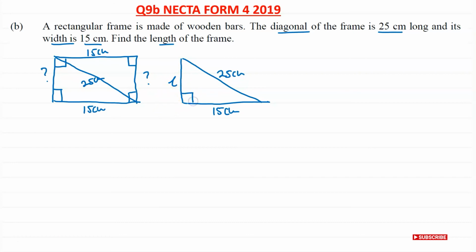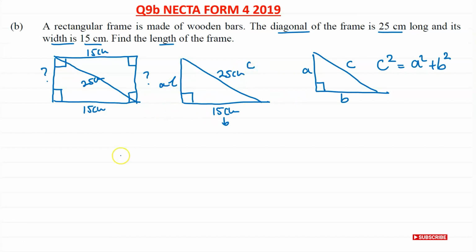What is important is that we have a right angle triangle, we have two sides, and one missing side. What can we use here? If you remember, we have the Pythagoras Theorem. The longest side is always c. It doesn't matter which of the smaller ones is a or b, but we know c squared is equal to a squared plus b squared. So let's say this is our b, this is our a, and this one is our c. What do we have? L squared plus 15 squared is equal to 25 squared.